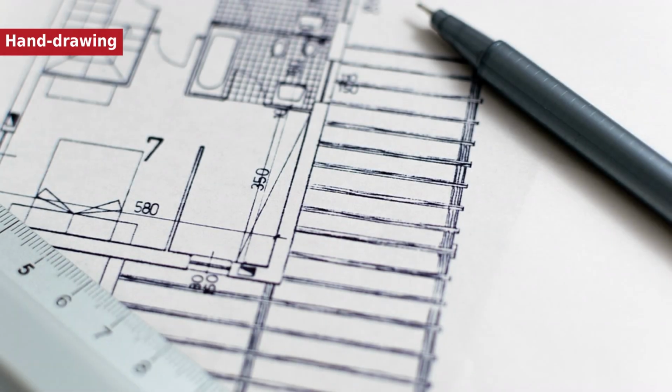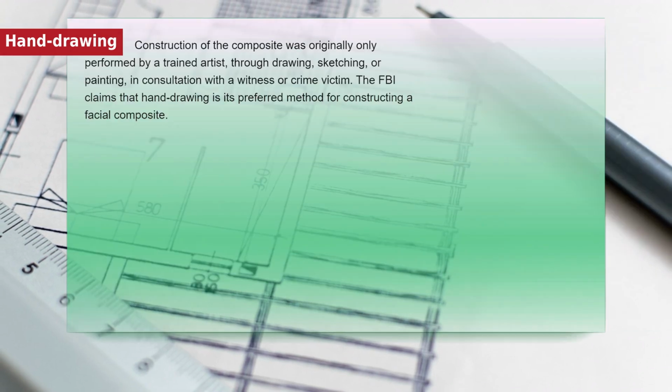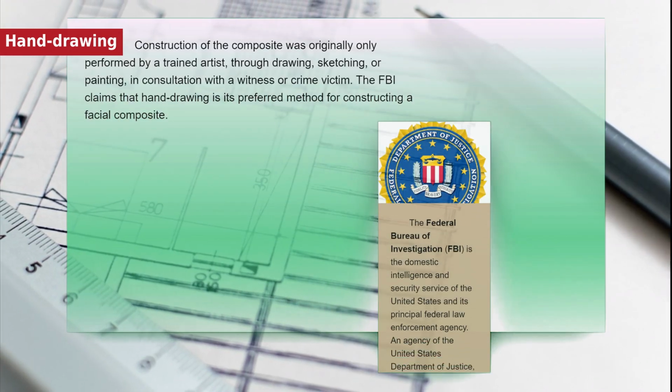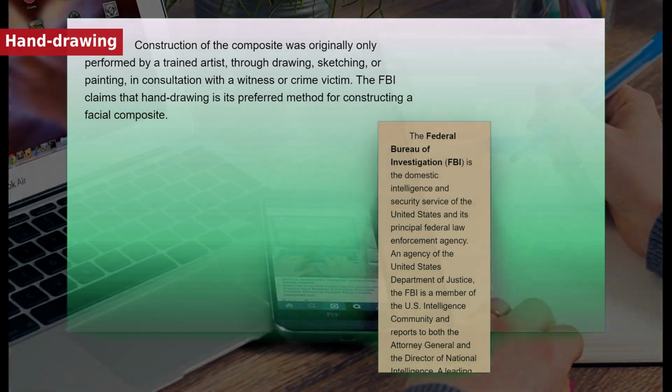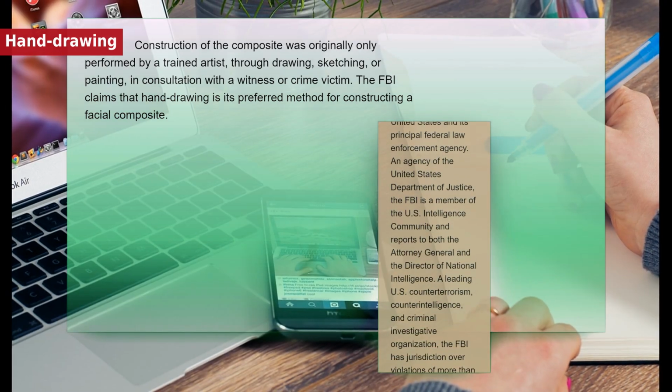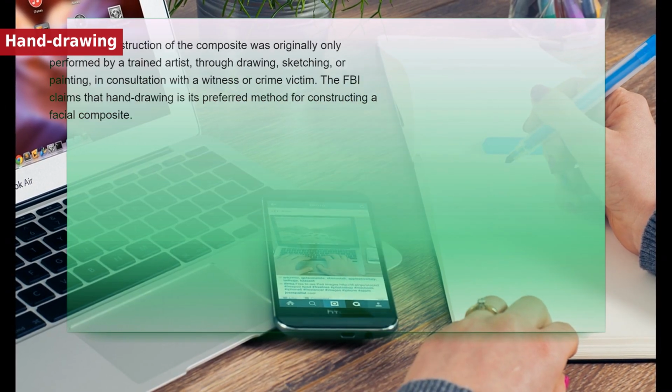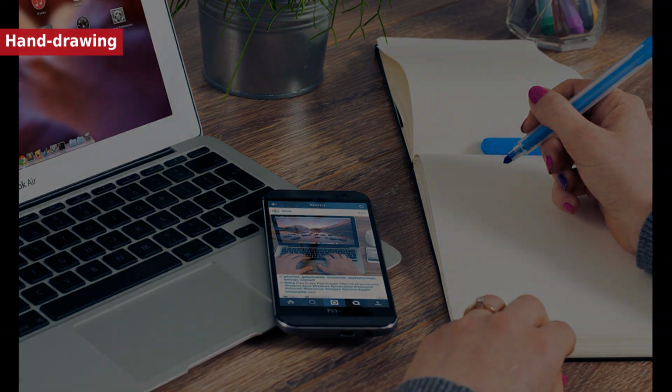Construction of the composite was originally only performed by a trained artist, through drawing, sketching, or painting, in consultation with a witness or crime victim. The FBI claims that hand drawing is its preferred method for constructing a facial composite.